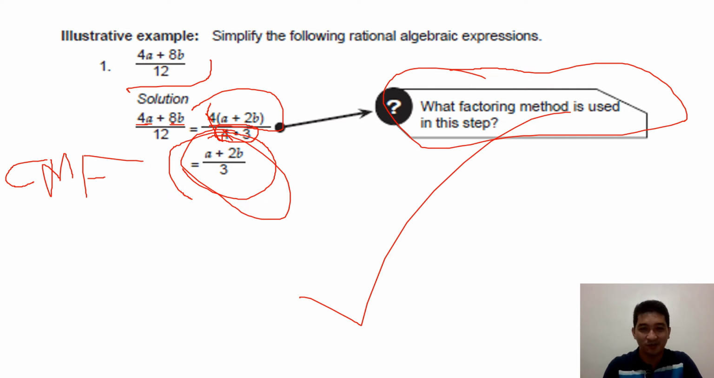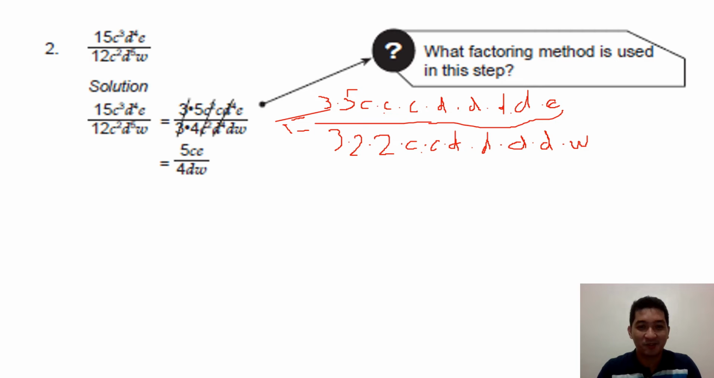Okay, let's go with the next one. So let's go with example number 2. As you can see, I've already written notes here, pero sana maintindihan nyo kahit ganyan. We have 15c cubed, d raised to 4, and then e. The numerator is 15c cubed, d raised to 4, e, all over 12c squared, d raised to 5, w.